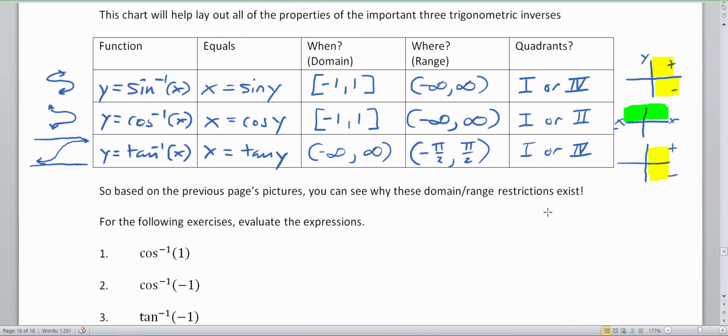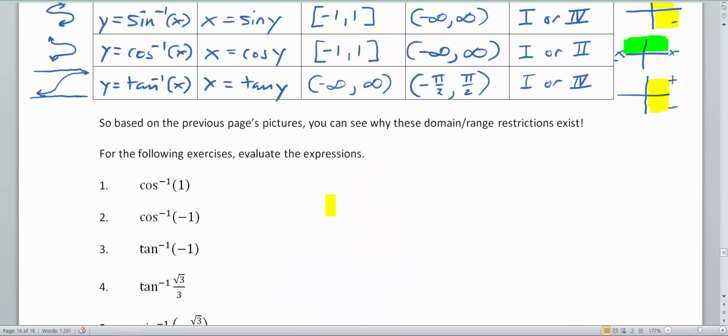So taking a look here, this says, based on your previous page's pictures, you can see why domain and range restrictions exist. For the following exercise, evaluate the expressions. So what I'm going to do is translate to you what this actually means. We're going to have an answer that's going to be very, very nice and specific. And what's best about this is this inverse is finding a location.